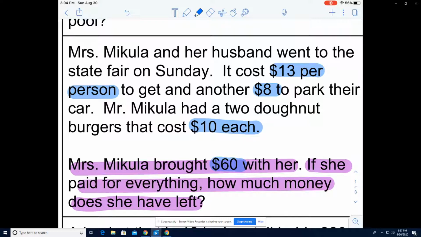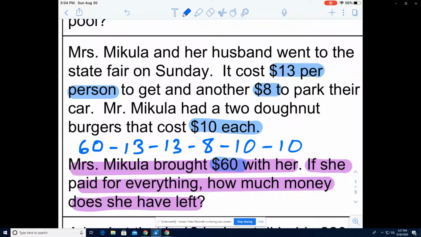And so here's how I would do this problem. So she has $60. She spent $13 for herself to get in. She spent $13 for her husband to get in. They spent $8 to park their car. Mr. McCullough had two hamburgers. So you'll notice that we have 60 minus 13 minus 13 minus 8 minus 10 minus 10.